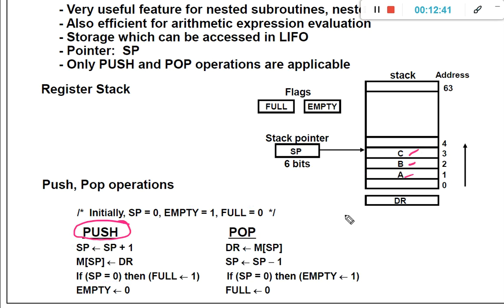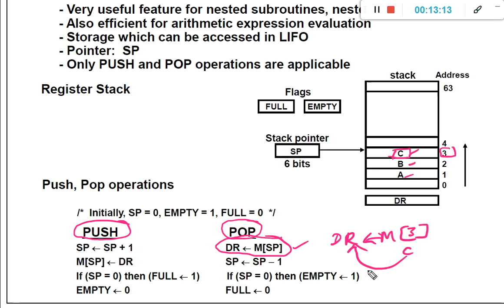Now I am going to implement the pop operation. Pop operation means deleting the element that is available at the stack pointer. So see here, the first operation is DR assignment M of SP. What is the stack pointer now? The stack pointer is 3, M of 3. So remove the top element. What is the top element? The value c, and store it in the data register. And then decrement the stack pointer. So now SP will be decremented to 2.